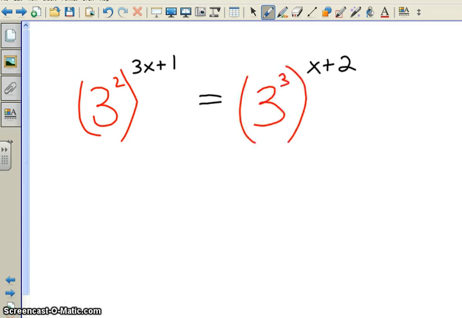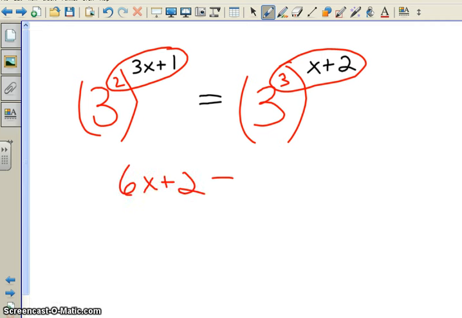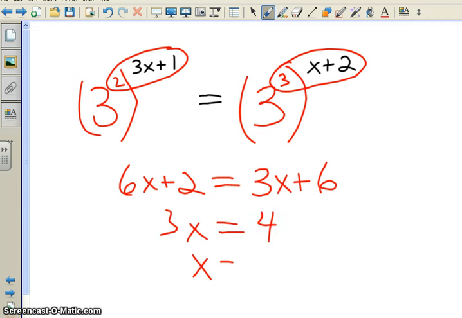And now that these bases are the same, I can ignore the 3's as bases and just work with the exponents. And here we're using our exponent law: exponent to an exponent, we multiply. So 2 times 3x plus 1 is 6x plus 2. And 3 times x plus 2 is 3x plus 6. Subtract the 3x, subtract the 2, and our x value is 4/3.